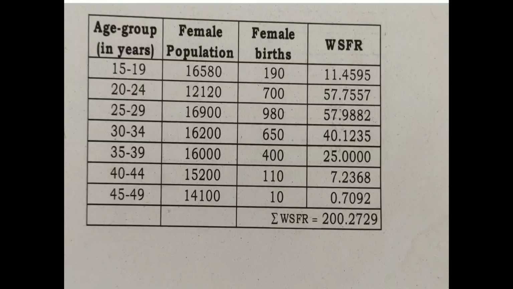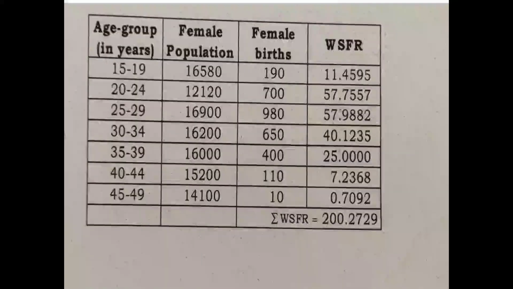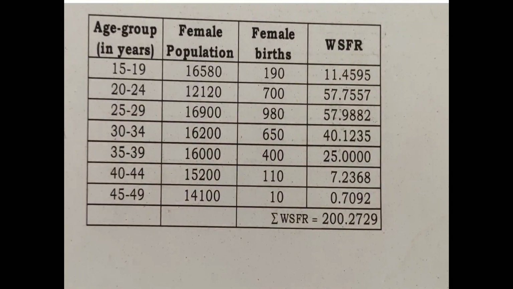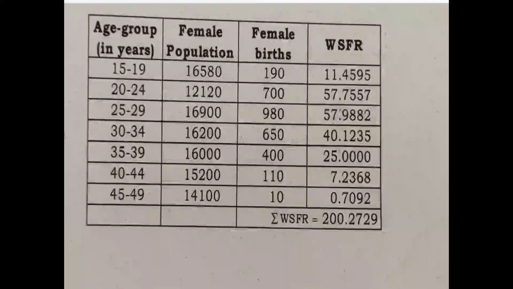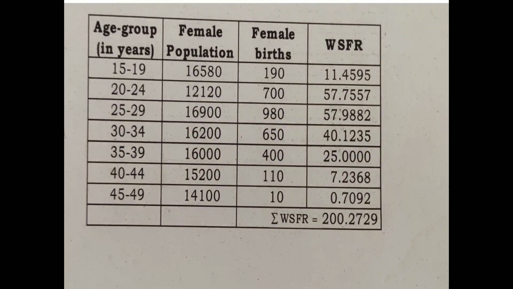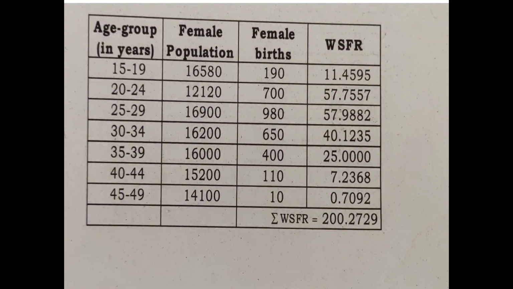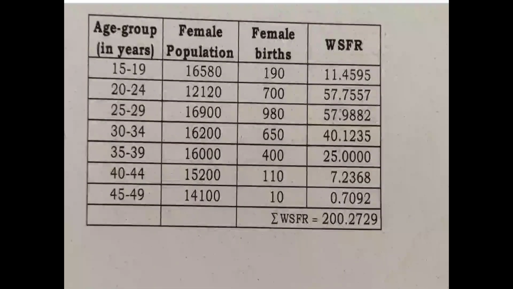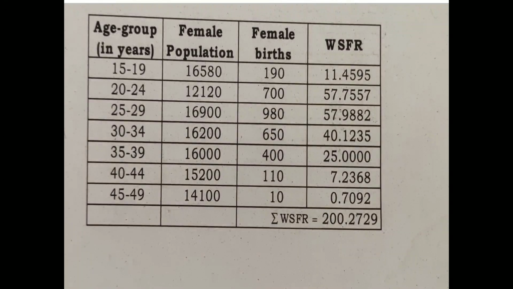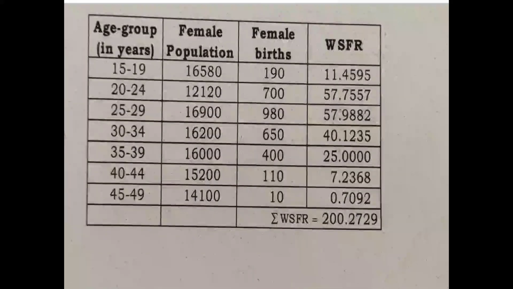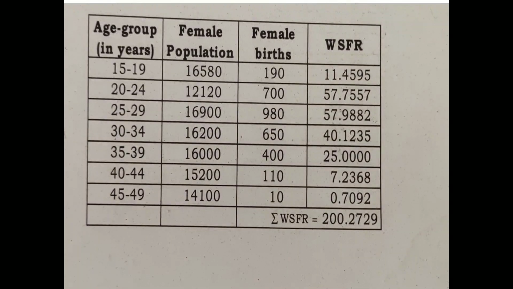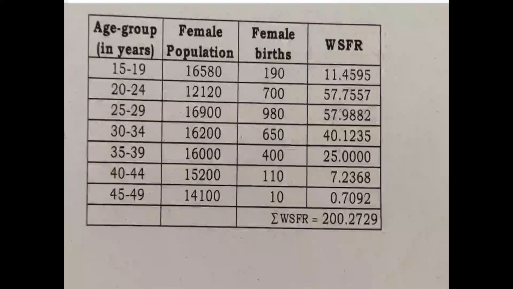First calculate WSFR. WSFR is nothing but female births with respect to the age group divided by the female population with respect to the age group into 1000. So calculate correspondingly and add. You will get sigma WSFR, which is equal to 200.2729.